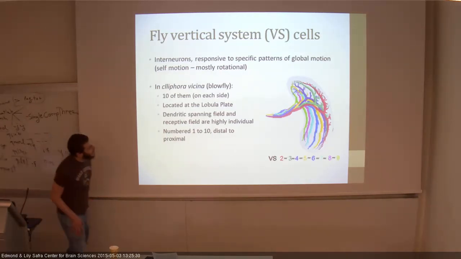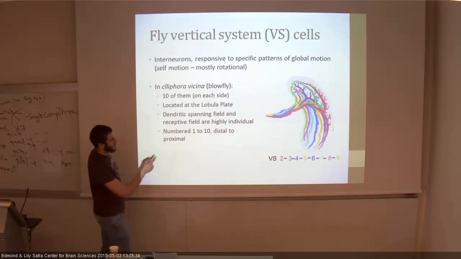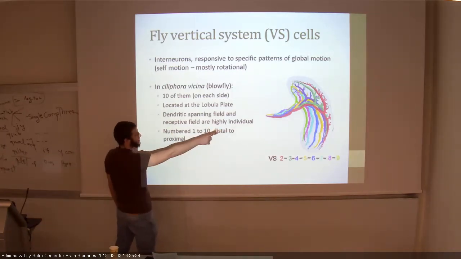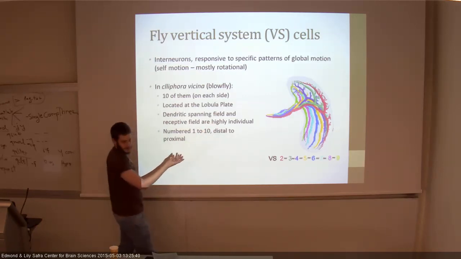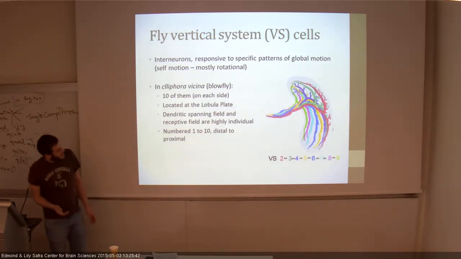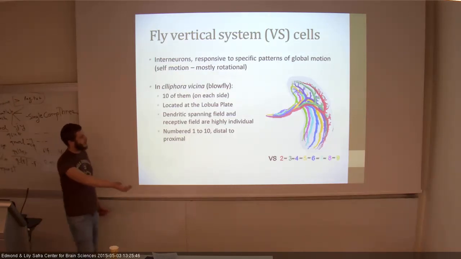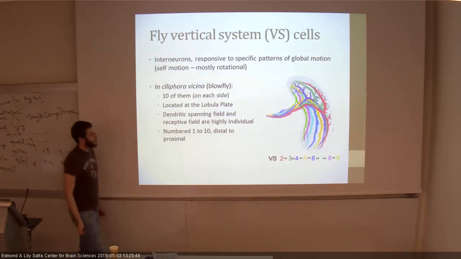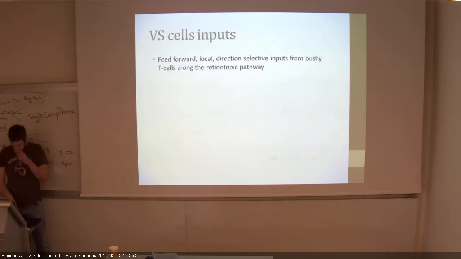So this is again the lobular plate. These are only cells 2 to 9. Cell 2, the red one, is the distal. When I say distal, I mean distant from the center of the animal, from the head. So they mark the most distal one as 1, and then 2 and 3 up to the most proximal one, which would be 10. This is the way we will name them from now on.